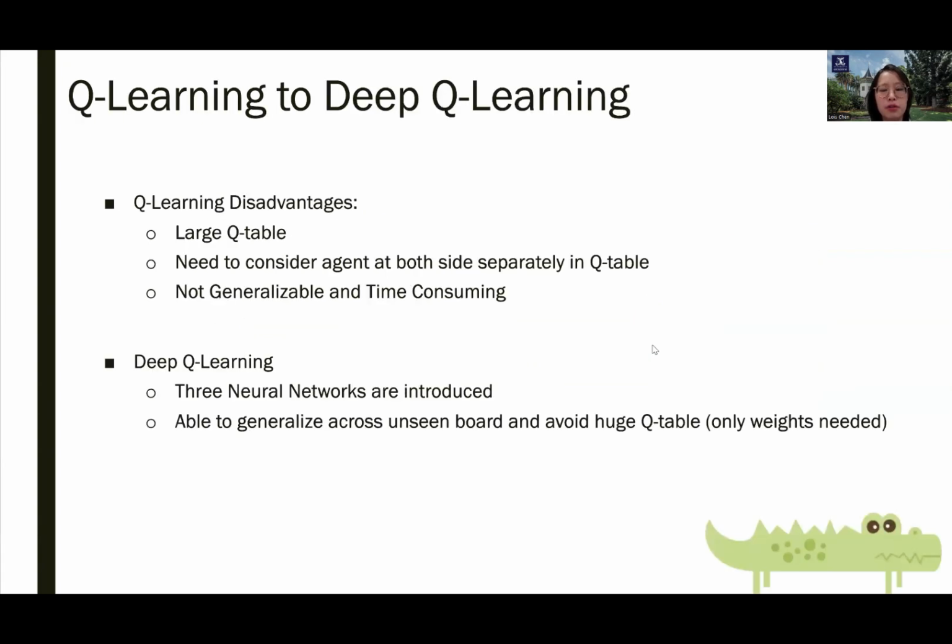In this section, I will walk you through our transition from classical Q-learning to deep Q-learning. Recall that the sequence game is a partially observable, stochastic board game, and we first frame it as a Markov decision process in order to apply Q-learning. However, we encounter several serious limitations with a tabular Q-learning approach. The first one is that the Q-learning table is really large, since the sequence game has a large state action space. Then Q-learning is not that generalizable and is time-consuming.